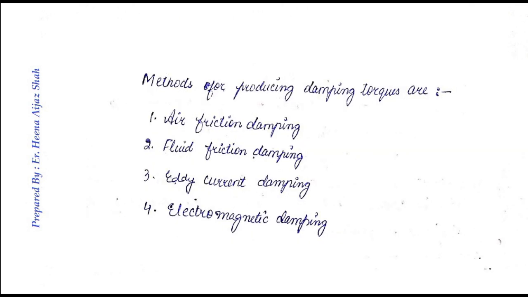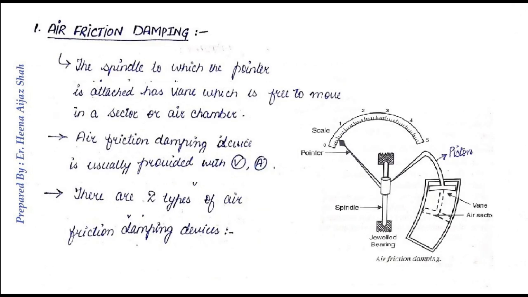The various methods by which we can provide damping in any system are: first, air friction damping; second, fluid friction damping; third, eddy current damping; and fourth, electromagnetic damping. Friction damping: we all know that in order to damp the oscillations, we just have to provide a frictional medium. In air friction damping, the frictional medium that we use to damp the oscillation is air, hence the name air friction damping.